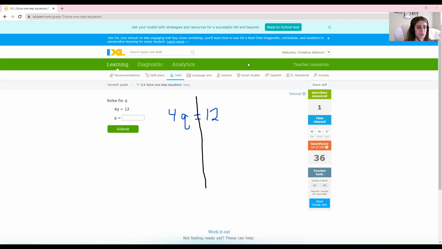And I notice that I have a 4 being multiplied by my Q. Whenever we move something to the other side, we must do the inverse. What's the inverse of multiplication? Division. We are going to divide both sides by 4. And we have to do it to both sides to keep our equation balanced. 4 divided by 4 is 1. So we're just left with a Q. 12 divided by 4 is 3. We have solved for Q. We know exactly what its value is, which means we're done.